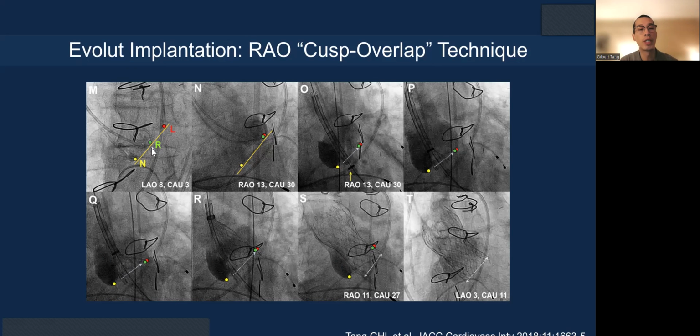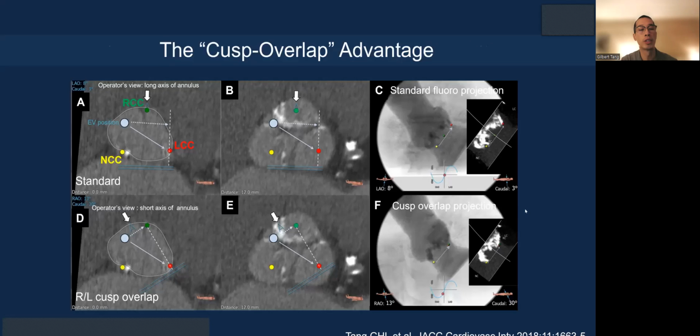Now with the Cusp Overlap view, you can see that by doing so, your flowering distance is reduced. Look at this here, from yellow to the green/red dot. So you make the annular contact much sooner, so you can get to the 80% more quickly and try to deploy in as symmetric a fashion as possible. Comparing the Cusp Overlap view and the free cusp, you can see the frame distance is shorter because this is overlaying more in the short axis of the aortic valve annulus.